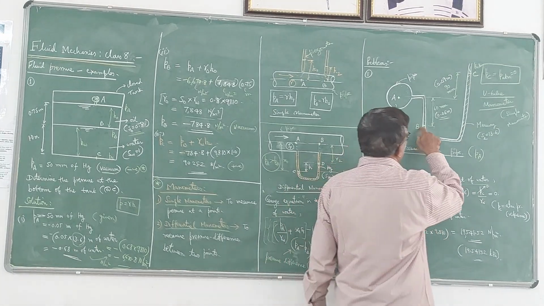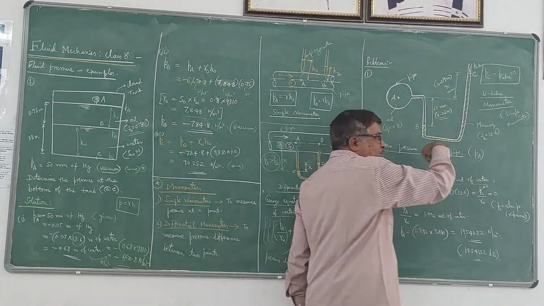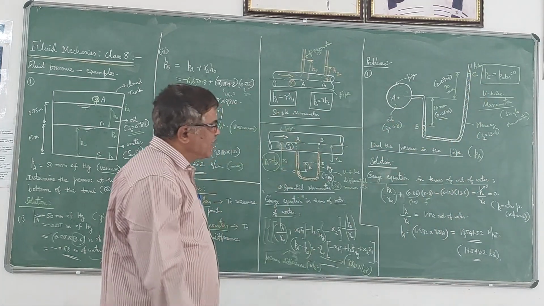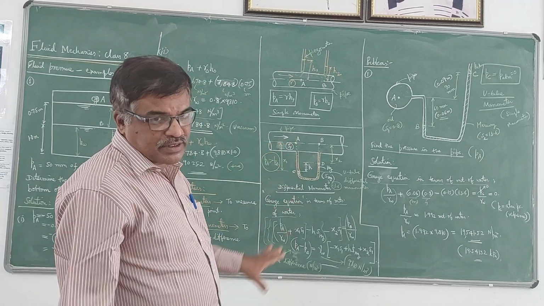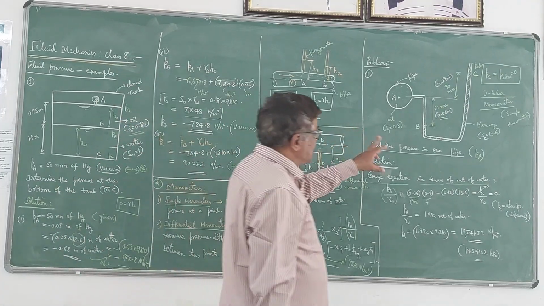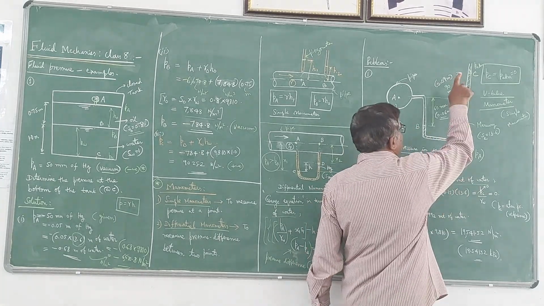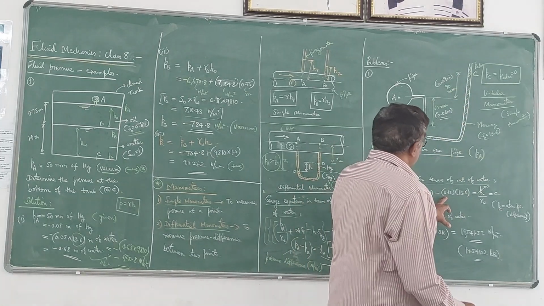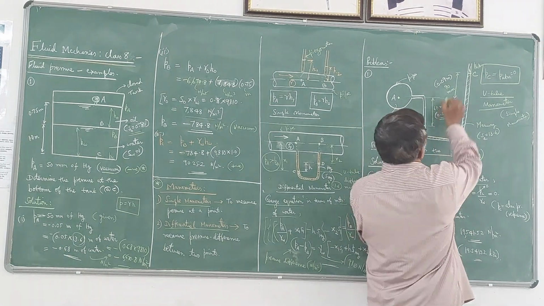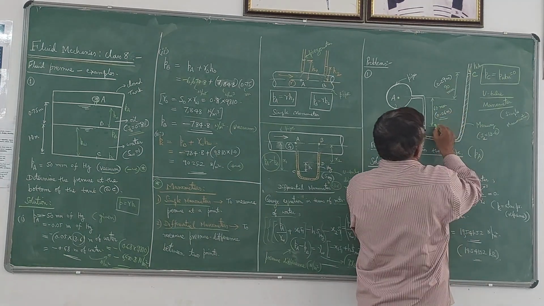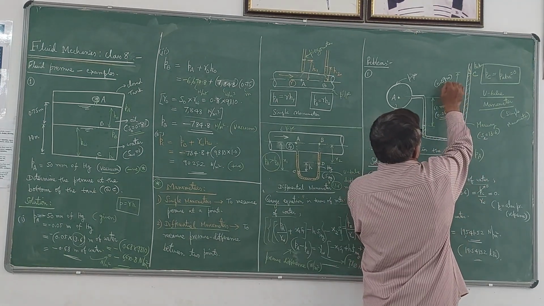Next, from B you have to go to C. C is above B. Since C is above B, its pressure at C will be less than pressure at B. So we have to take minus sign. Because we are moving upwards, we have to take minus sign. So here also distance from B to C we have to take now. Distance from B to C is this 90 mm, is 0.09 meter.